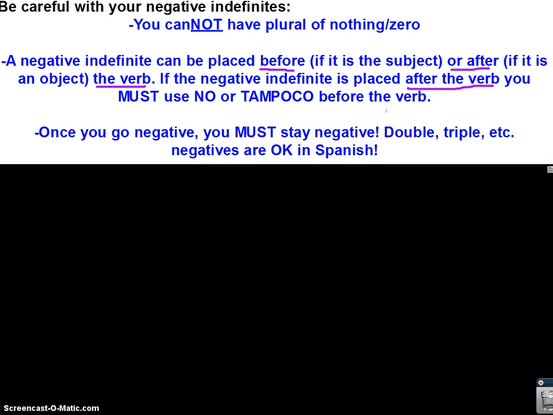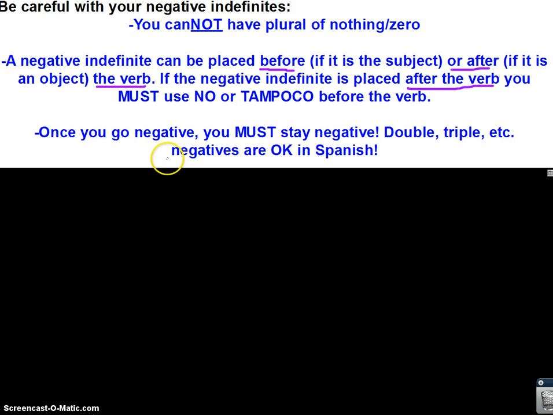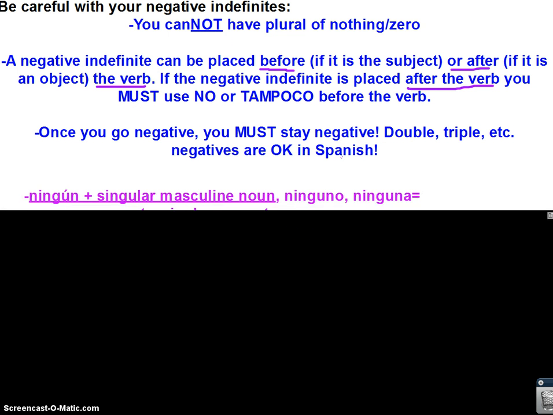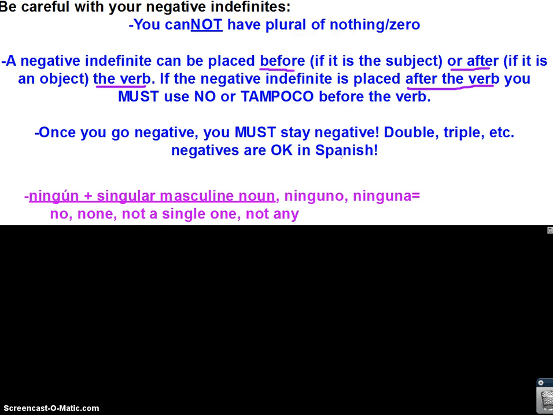And one more thing you should know, once you go negative in Spanish, you must stay negative. In English, they tell you you can't have double negatives, but in Spanish, not only are you allowed to, but they're encouraged. Double, triple, quadruple negatives are okay in Spanish. Once you go negative, you must stay negative. All right, here's all our info. We're going to practice with it and put it into play when we talk about these negative indefinites.